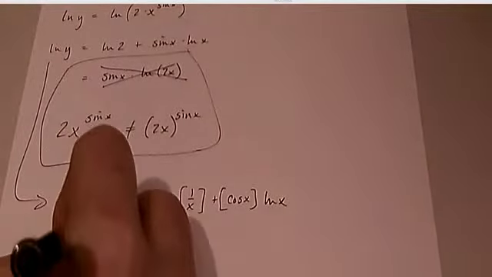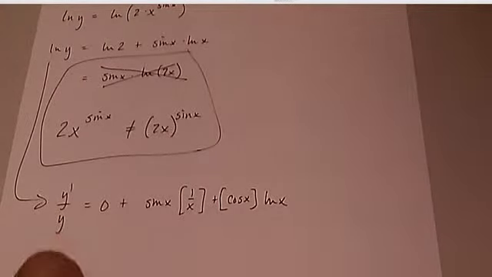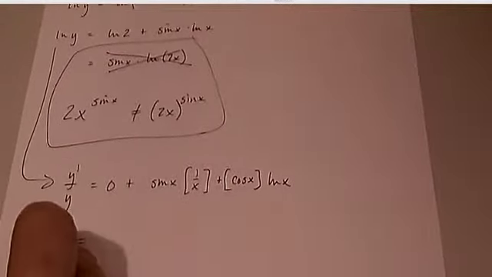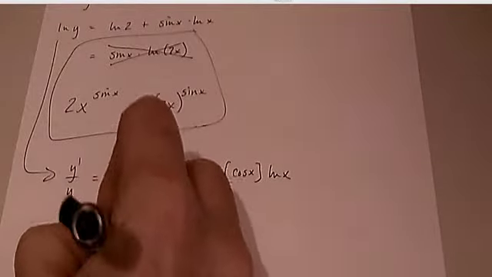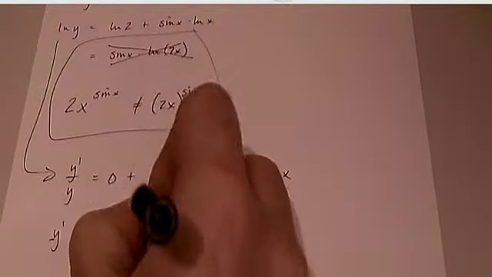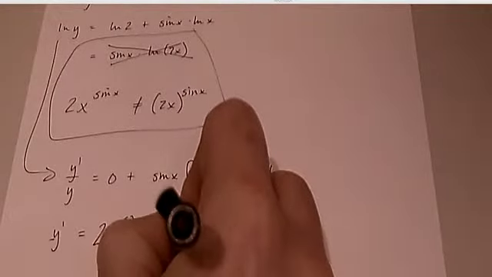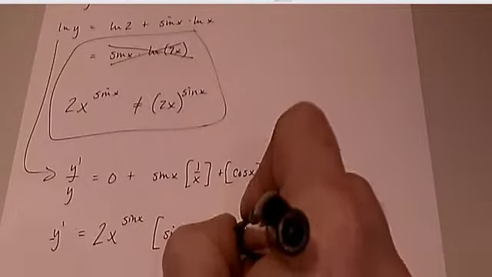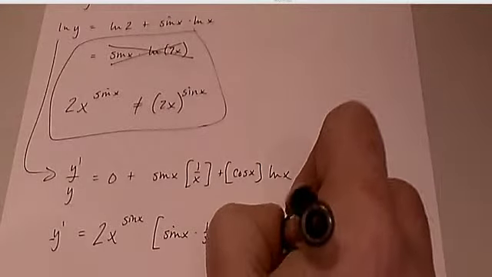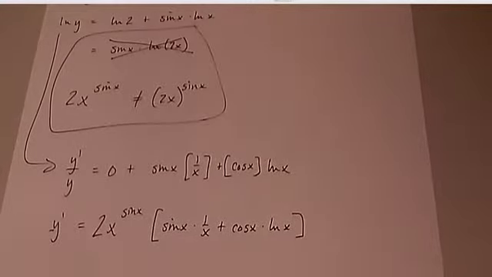And you're like, well, what about the 2? It looks like the 2 disappears. Well, the 2 doesn't disappear because you have to multiply both sides by y again. And y has the 2 tied up inside of it. Okay, so y prime is y times sine x times 1 over x plus cosine x times natural log x, and that would be your derivative. That kind of brings us to the end of our talk about logarithms and derivatives.